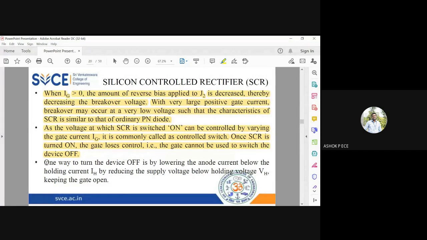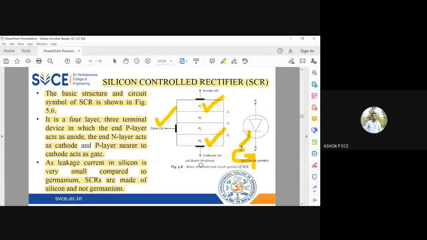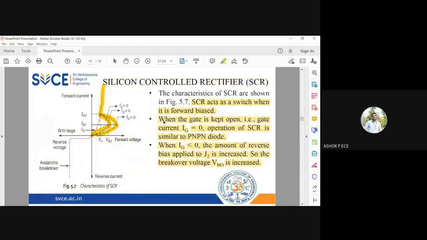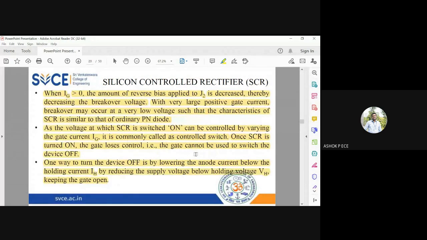In the PN diode we have seen, right? If you want to turn off the device, either you have to reduce the holding current or you have to reduce the holding voltage, by keeping the gate open. You will be supplying voltage across anode and cathode, right? So you have to reduce that. If you reduce it till it is below the holding current or holding voltage, the device will automatically turn from on state to off state.